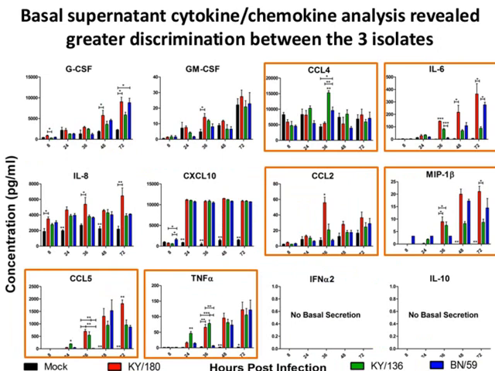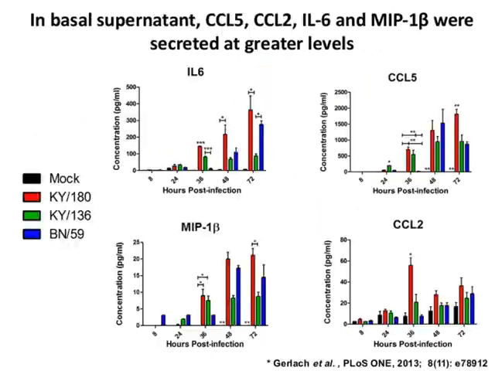As was done for the apical side, we evaluated the secretion of 12 cytokines and chemokines using the same magnetic bead assay. From the basal side, we saw a greater discrimination between the three isolates, with the ones that are highlighted in yellow. When comparing our lethal and non-lethal isolate in the basal supernatant, we found that CCL5, CCL2, IL-6, and MIP-1 beta were secreted to significantly greater levels across the different time points.